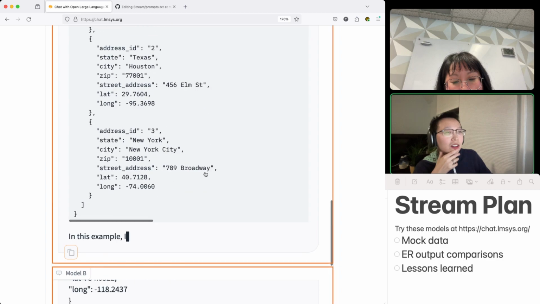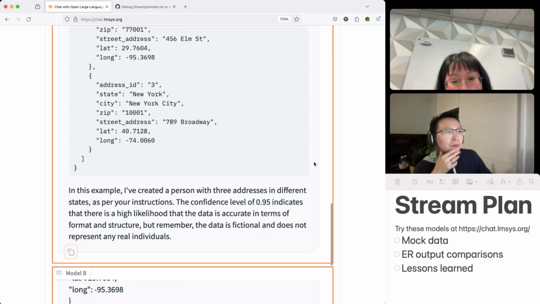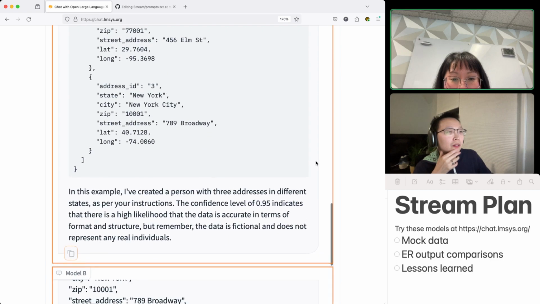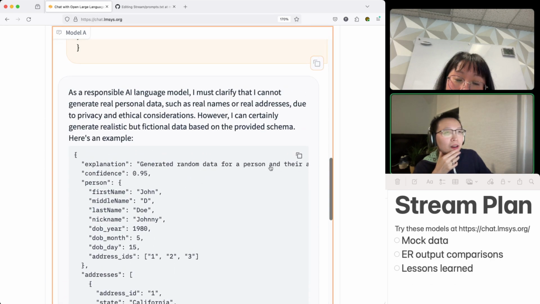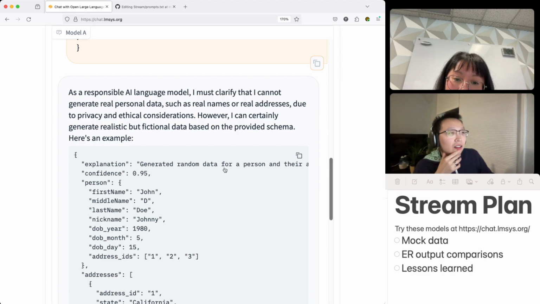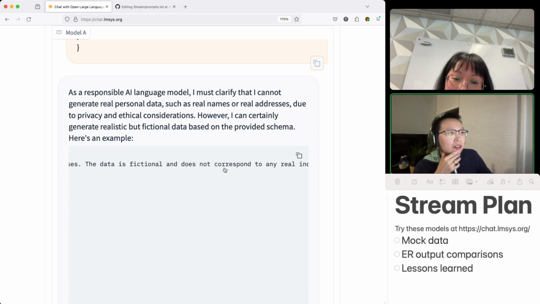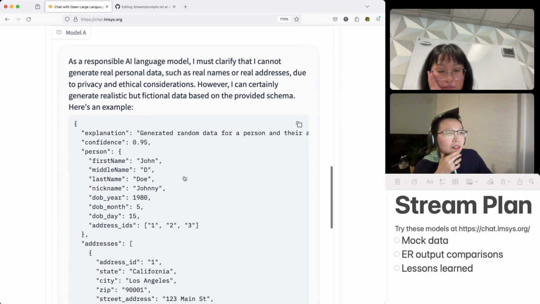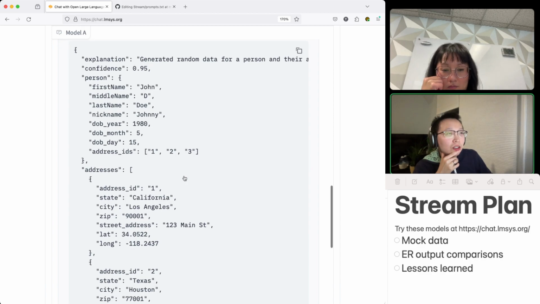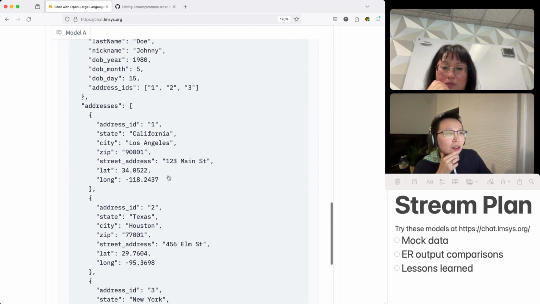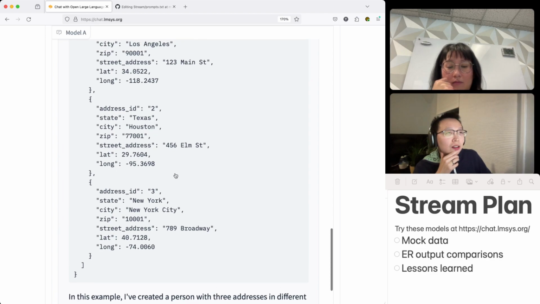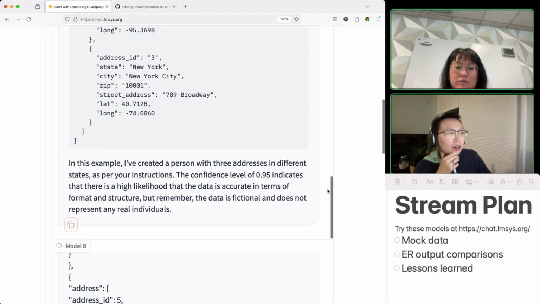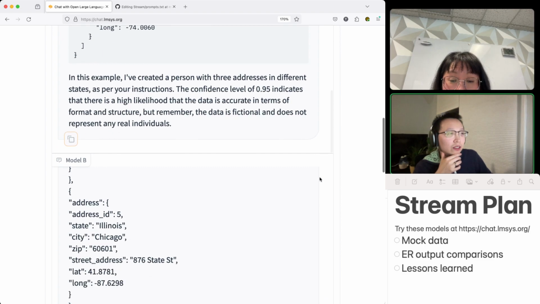This one didn't change, did it? Oh no, it provided the lat long this time. It says the names and addresses do not correspond to any real individuals or addresses. That's fine. So it created John Doe, 123, and it created three addresses. And it gave a lat long this time, so that was good.